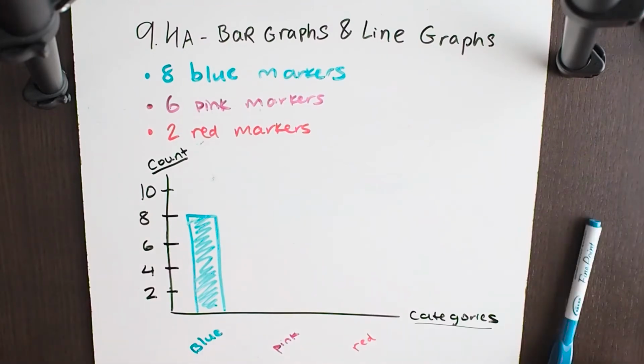Just like that, our count for pink is 6, which means the height of the pink bar will be 6. Finally, we only have 2 red markers, so our bar for the color red will be 2 high.